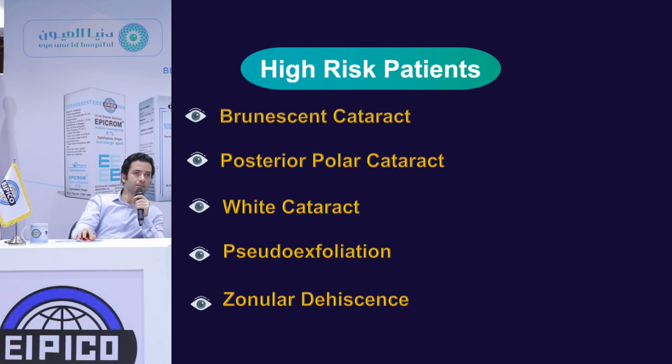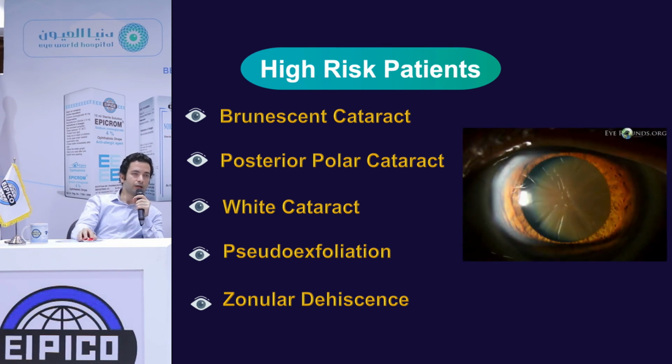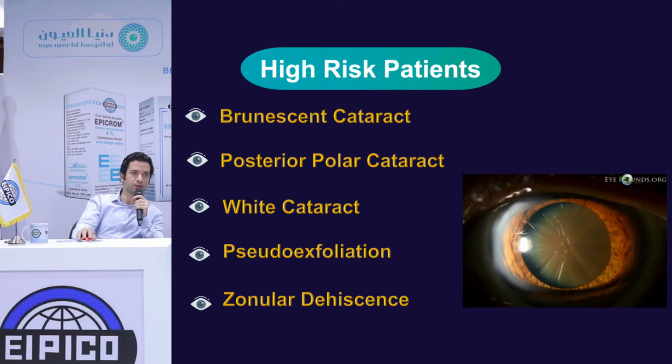Also, not to forget some certain kinds of cataract that are difficult to handle at the beginning of the learning curve. Like, for example, a very hard cataract, which is the end stage of nuclear cataract, called the brunescent cataract. This will be difficult to tackle in the beginning. It's very hard, with a high risk of rupture of the posterior capsule.